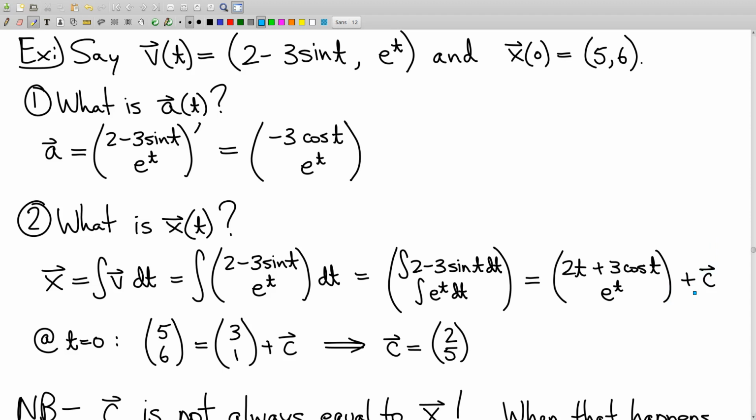So anyway. We do that by plugging in t equals 0. So I'm going to take t equals 0. I'm going to plug that in to this equation.